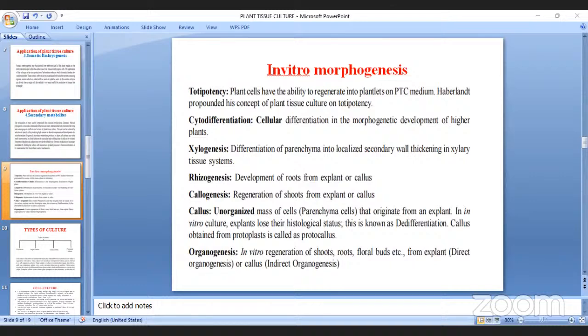The simple definition: the ability. Actually, we know the explant develops into a complete plantlet. In this process, what property is involved? There is one important property that is present only in plants, that is totipotency, which means the plant cell has the ability to regenerate. That capacity is called totipotency. Based on totipotency, cytodifferentiation takes place.